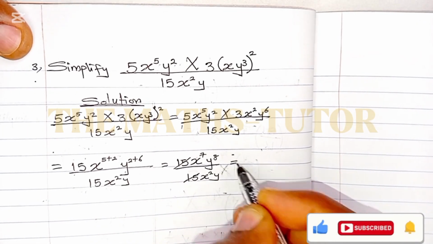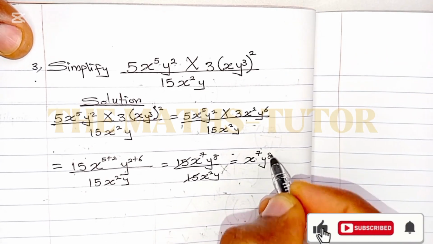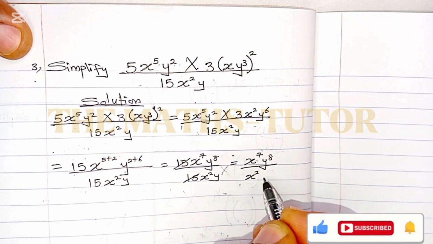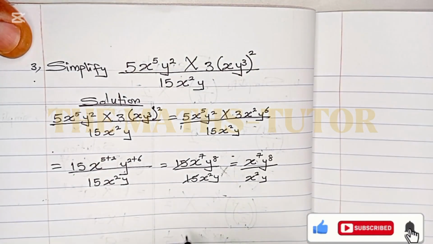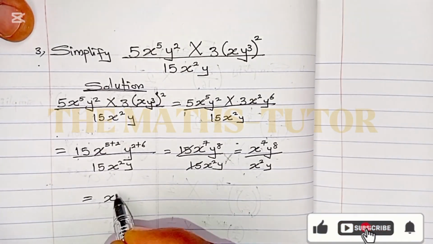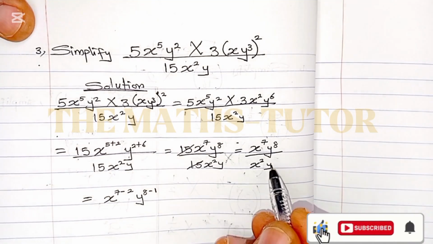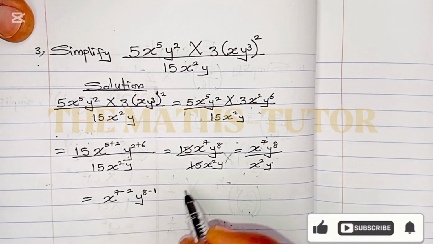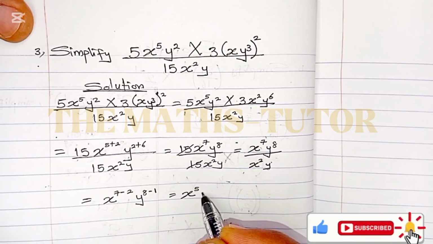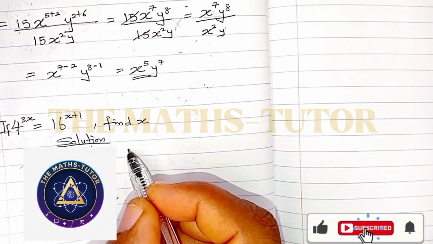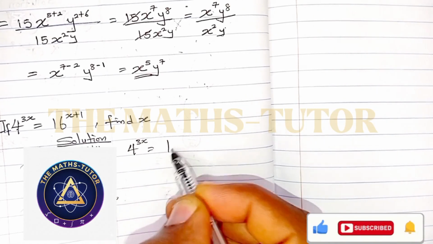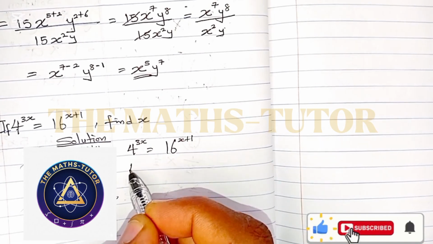15 takes out 15, leaving us with x raised to power 7, y raised to power 8 over x squared y. So using the division law, we subtract the index of the x squared from x^7 and that of y from 8. So in the end, we are left with that. And here comes another example.